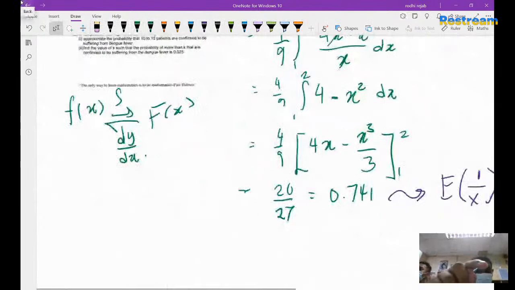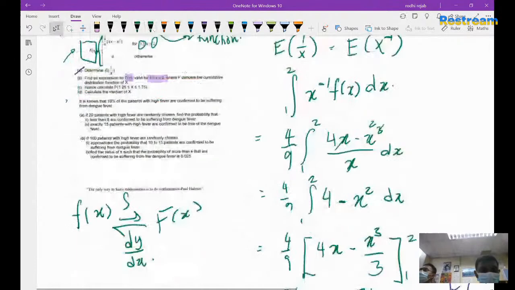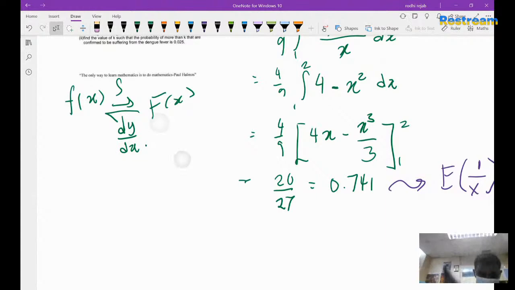Tapi dalam kira dia apa tak faham. So, what we're going to do is that we are going to integrate this function.